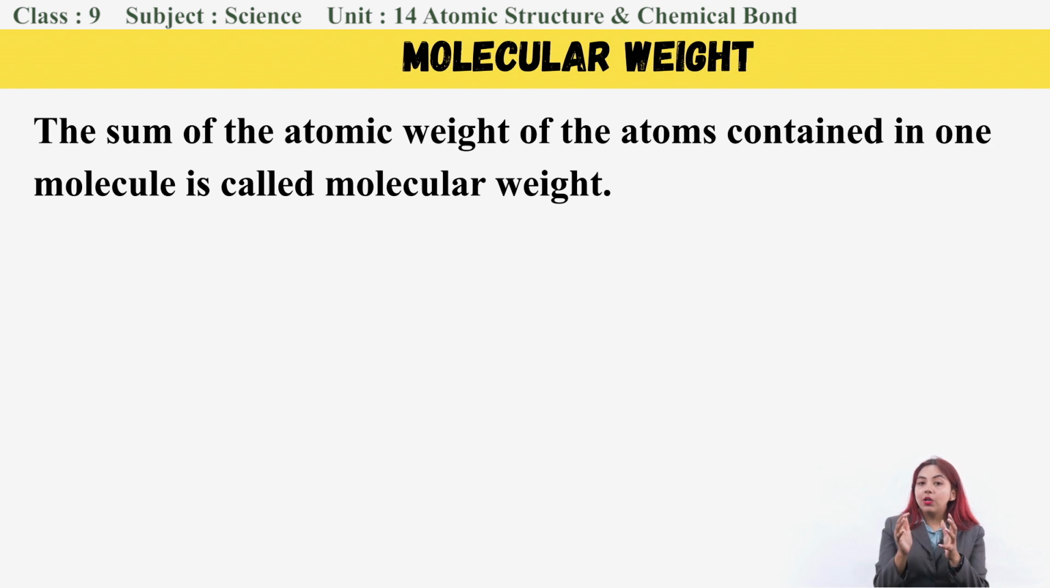So a molecule is made up of many atoms. A molecular weight is the sum of the individual atomic weights of the individual atoms that are present in one molecule. So the sum of all the atomic weights of all the atoms present in that molecule gives us the molecular weight. Now let us try to calculate the molecular weight of certain molecules.